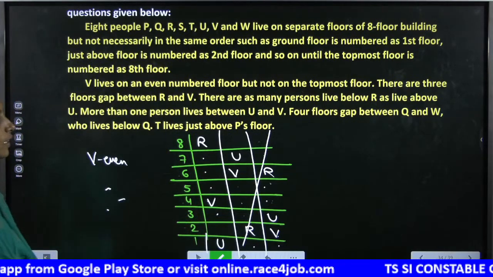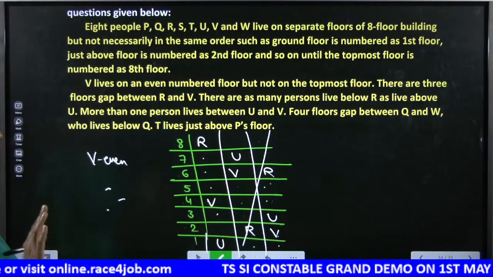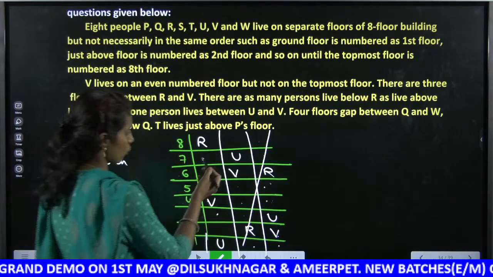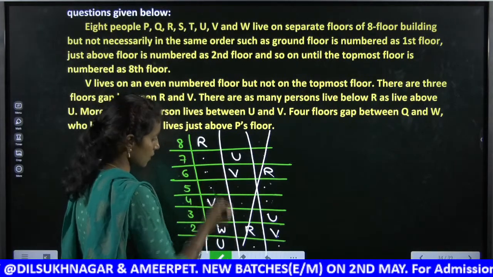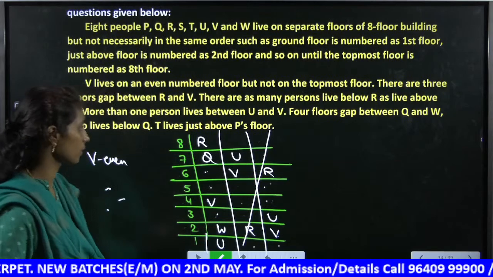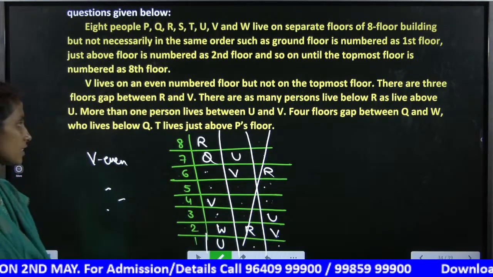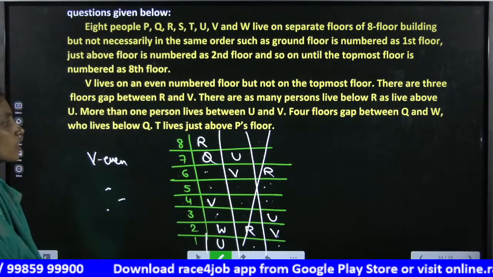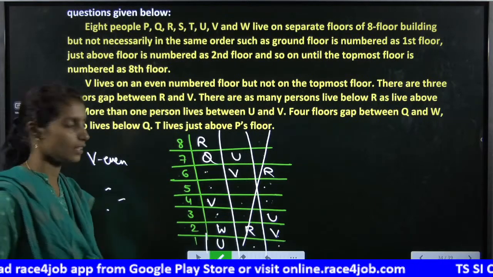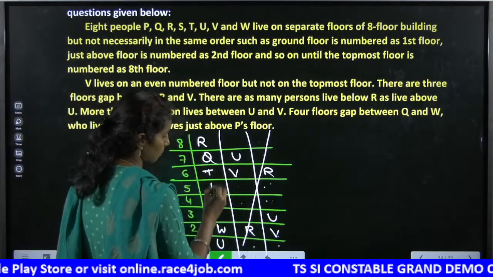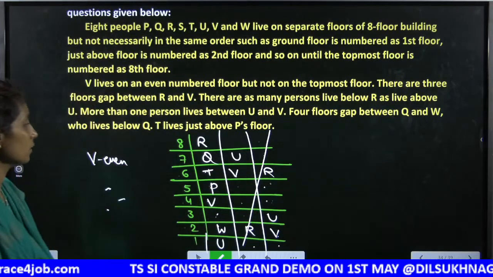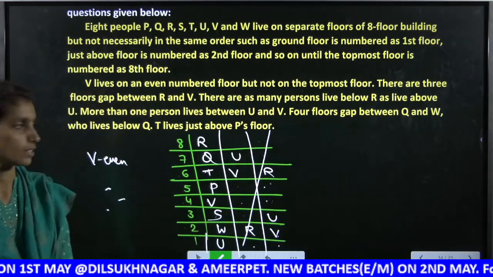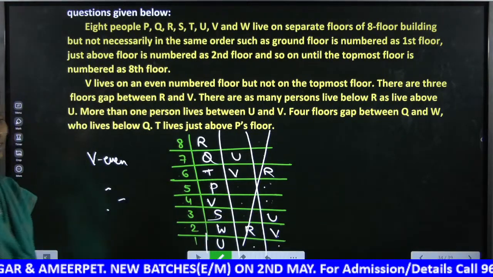4 floors gap between Q and W. In between Q and W we have a 4 floors gap. Who lives below Q? That is, W lives below Q. You can consider Q 1 2 3 4 W. It constantly comes like this because there is no other arrangement. Since it is mentioned that W should be below Q, you need to consider it below Q. T lives just above P. T should be just above P, so T P, and we are left with one more person, P Q R S. S is the person on the 3rd floor, right?